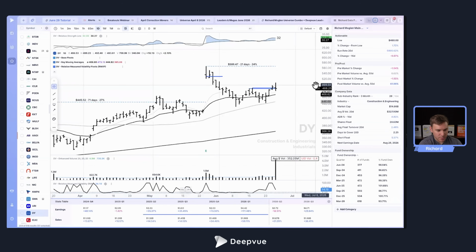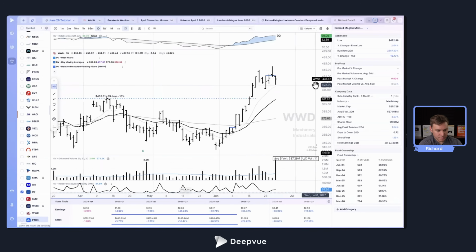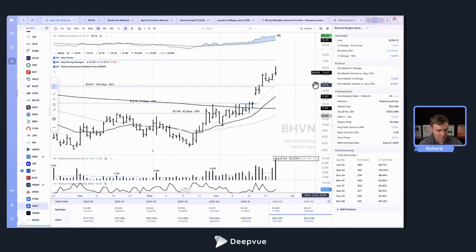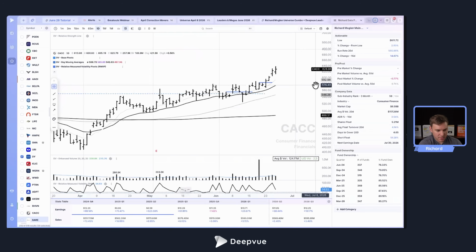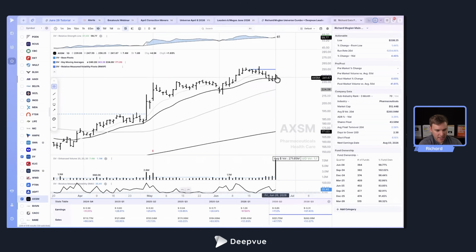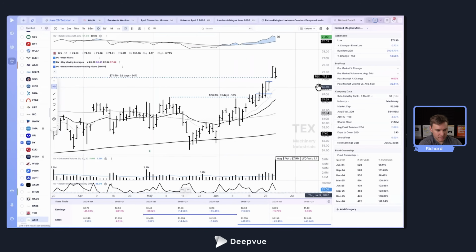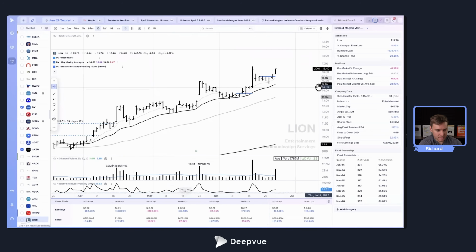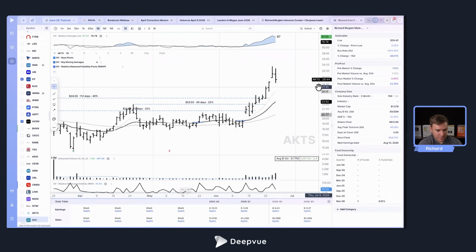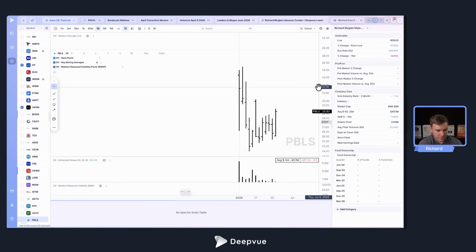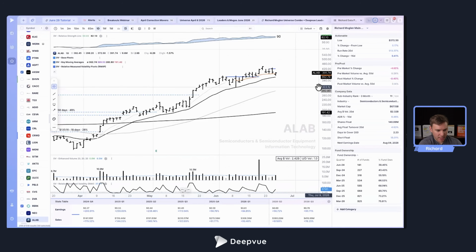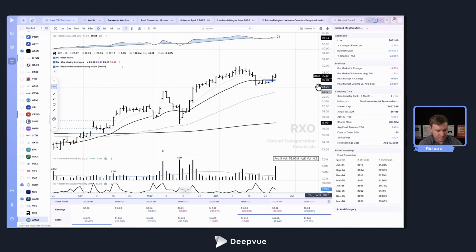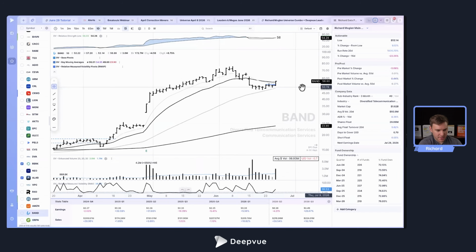DY tight on the range pivot. We'll add that. AXSM. We'll add that. That's a bio too. That's nice. It's a little bit whippy Friday, but still kind of in that 21 EMA pullback zone. RBRK will add. That's a cyber name. ALAB will add. Band, nice range breakout Friday.